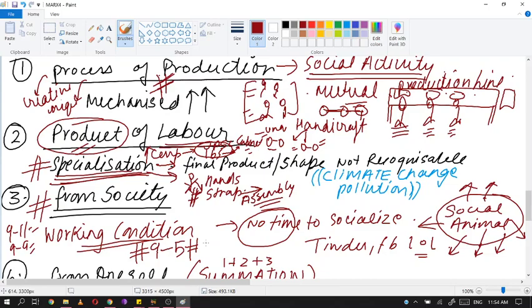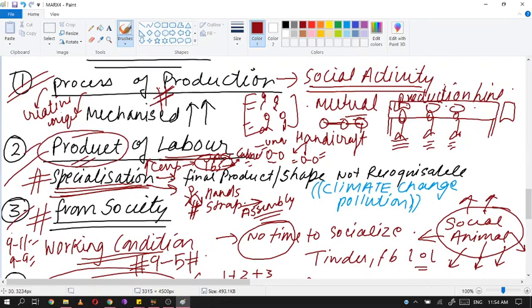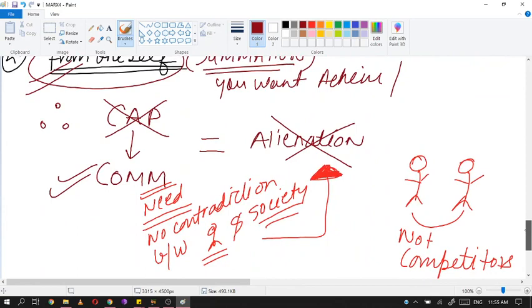And then, last but not the least, you are separated from yourself. Why? Because of all these three. The sum total of these three alienations makes you alienated from yourself. What you want to achieve, what you understand. You are not able to comprehend what is going on in the world, what your knowledge is, what your understanding of your knowledge is.